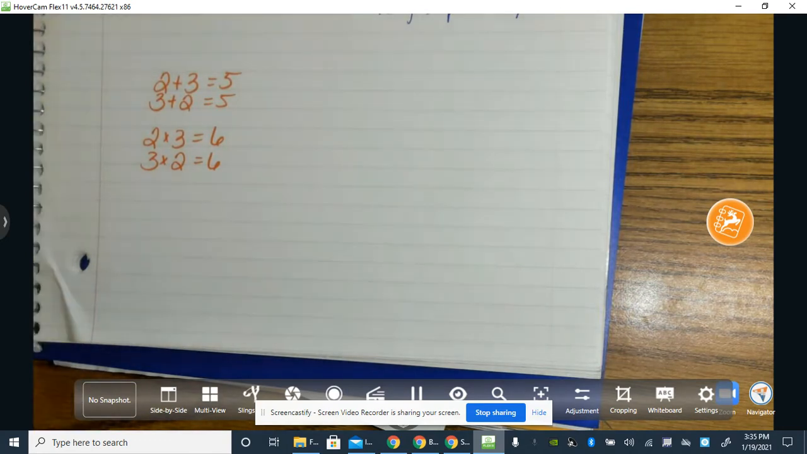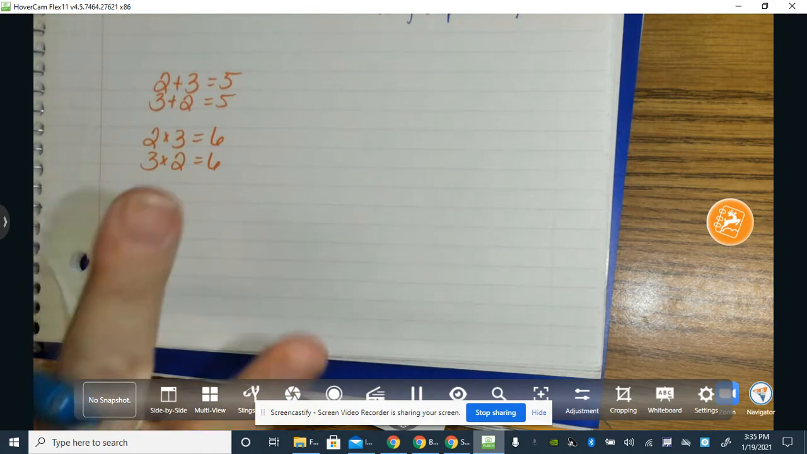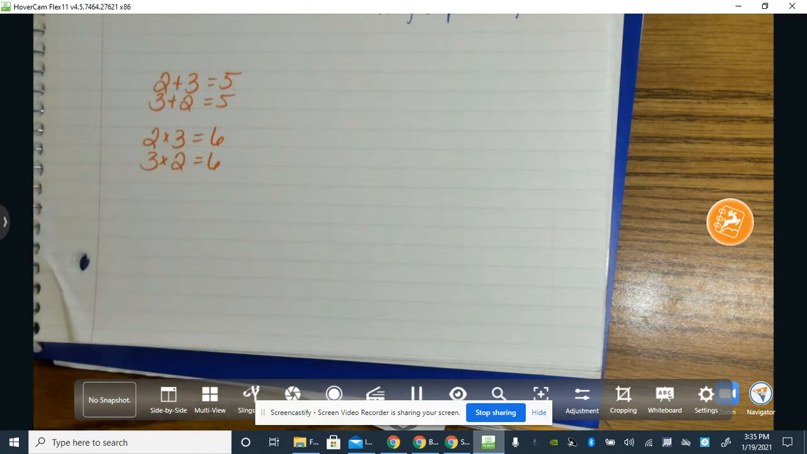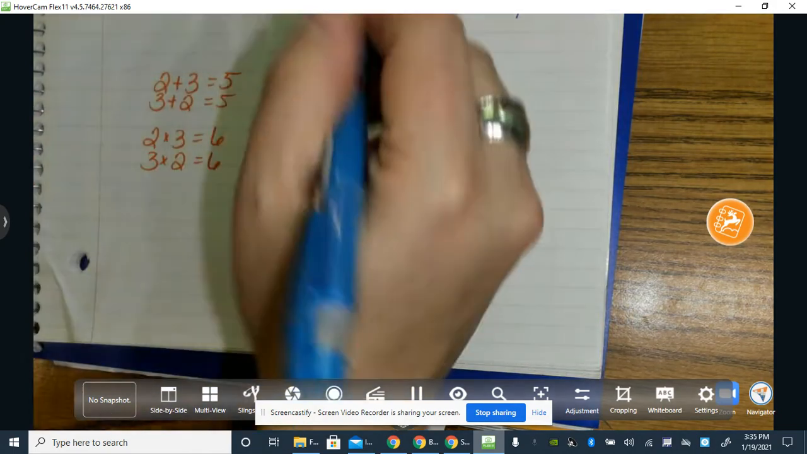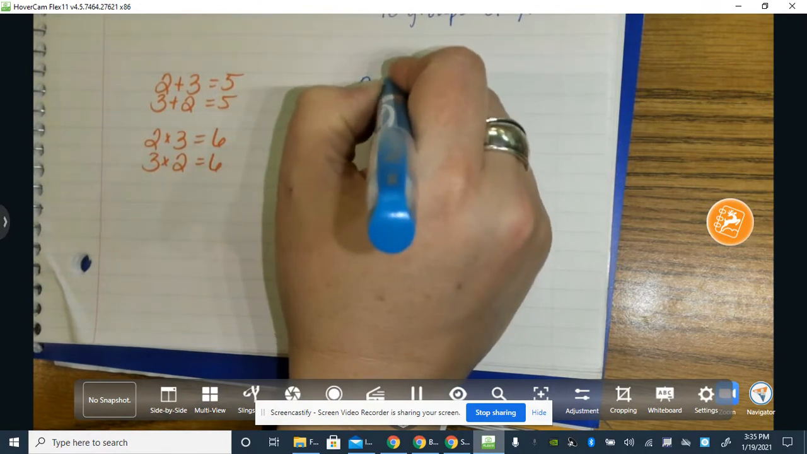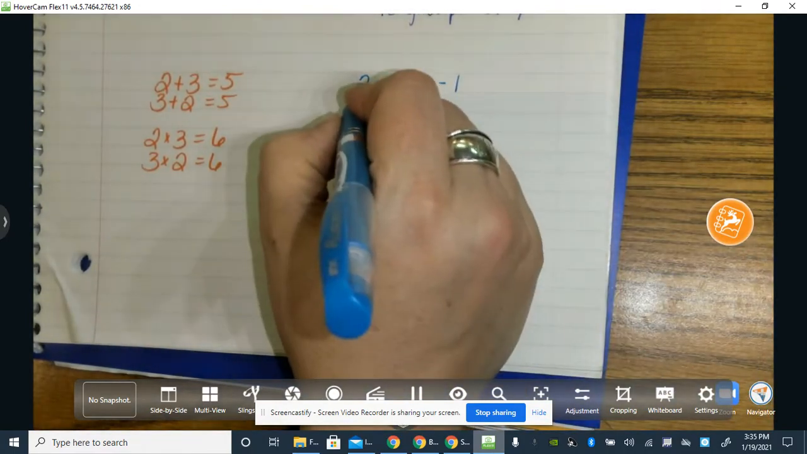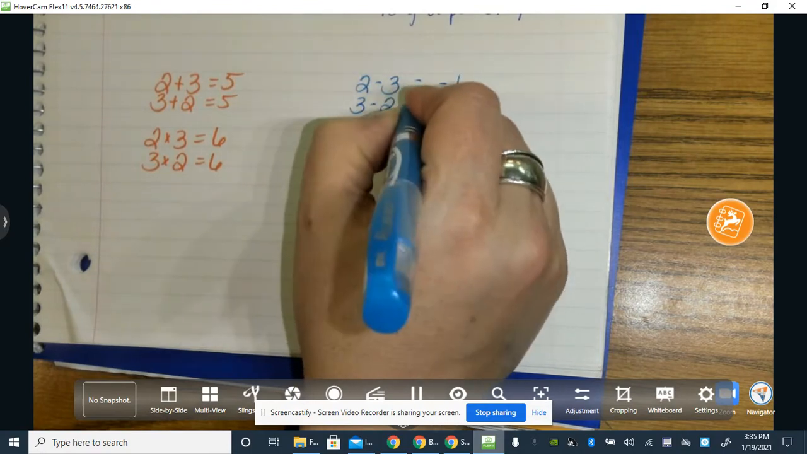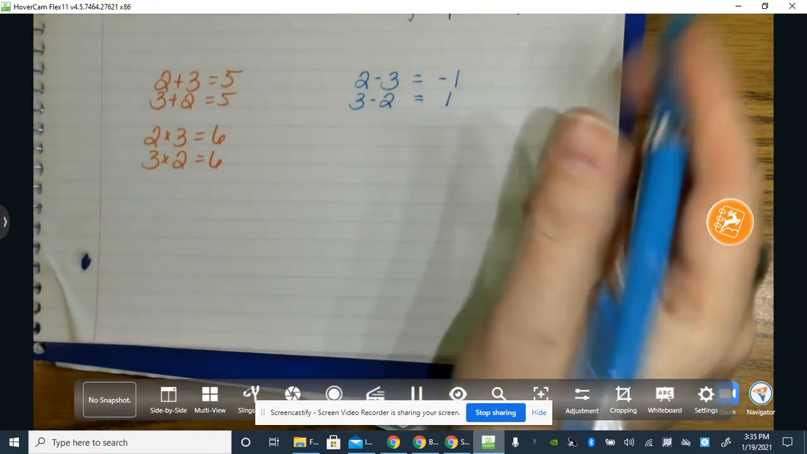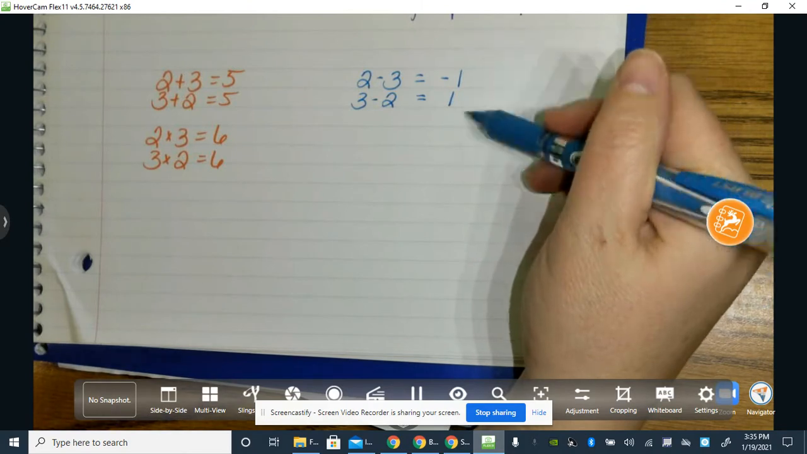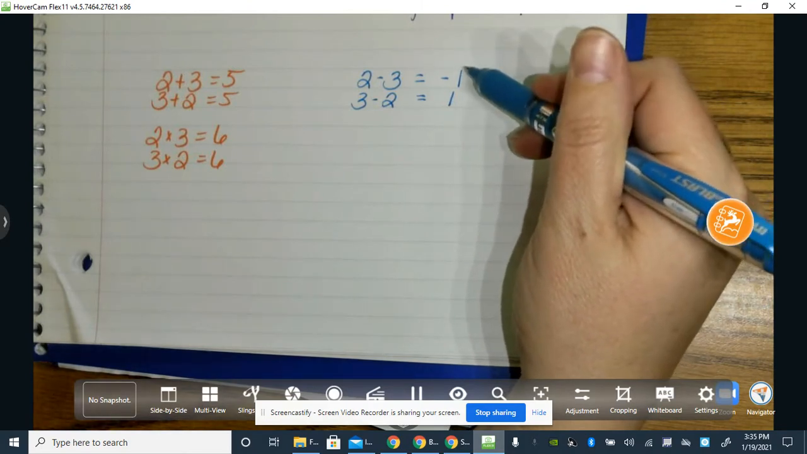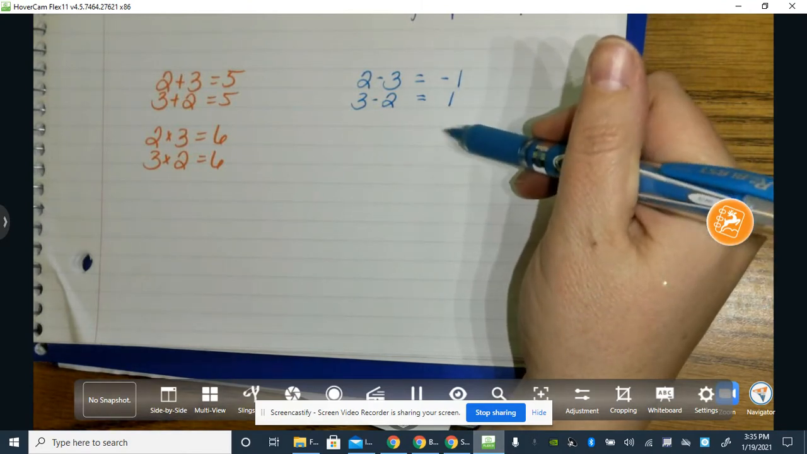adding and multiplying. Now, when I come to division and subtraction, it's a whole different ball game. It depends on what number comes first. Because 2 minus 3 gives me a negative 1, and then if I take 3 minus 2, I get a positive 1. Different answers, totally different meanings. One's a negative 1, one's a positive 1.